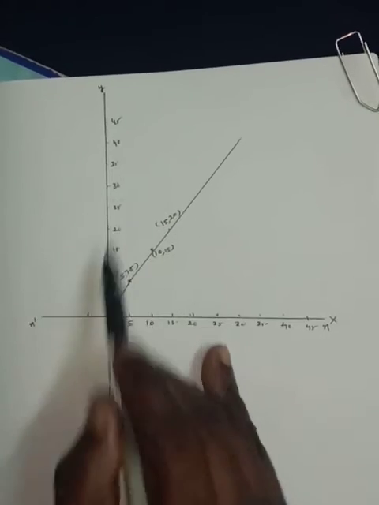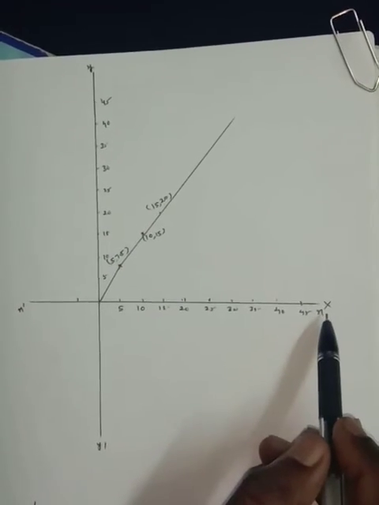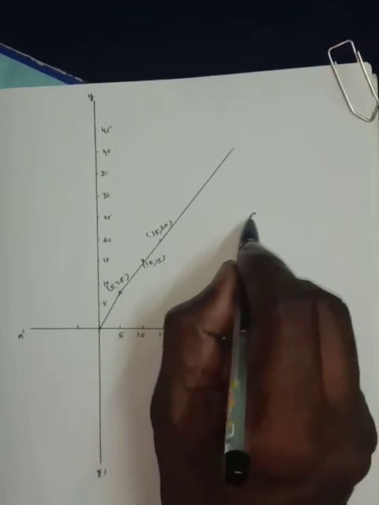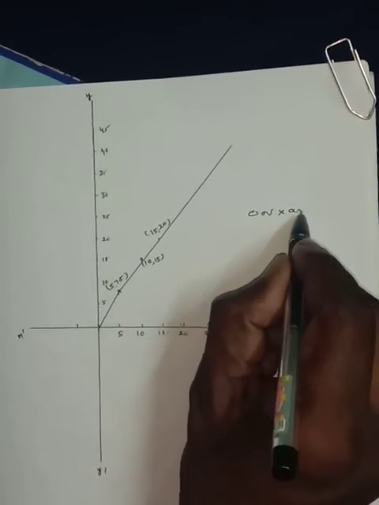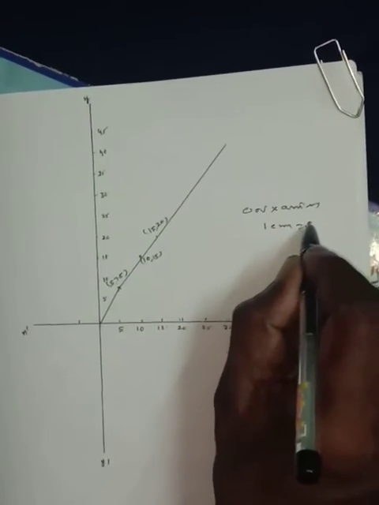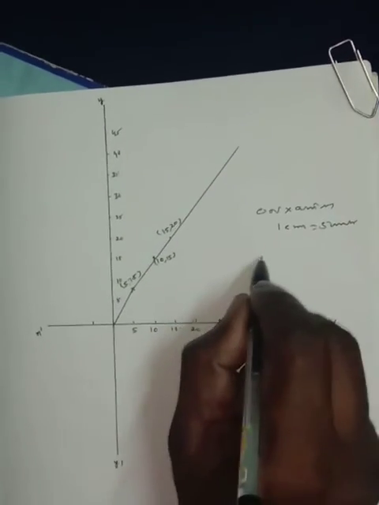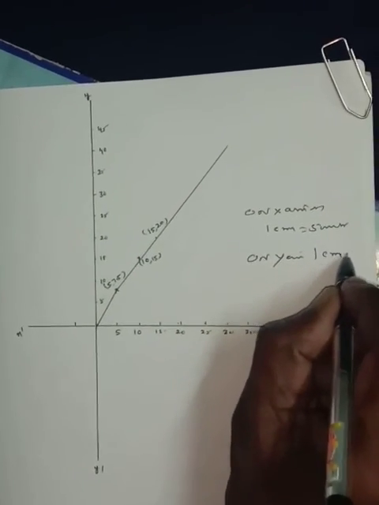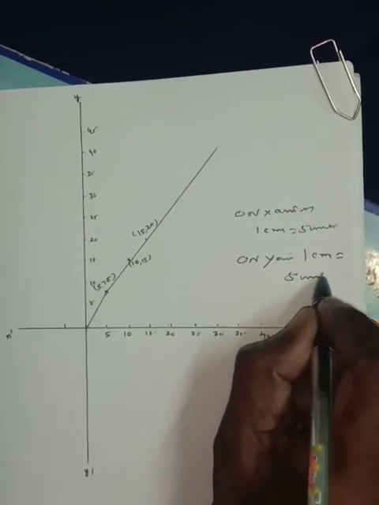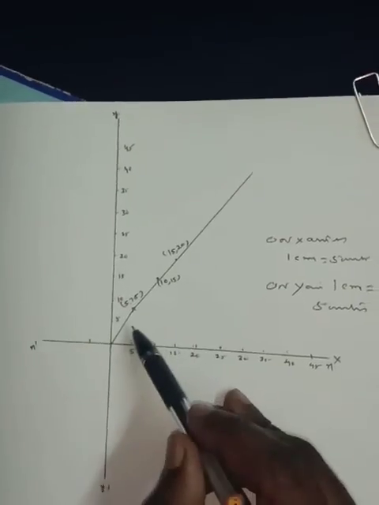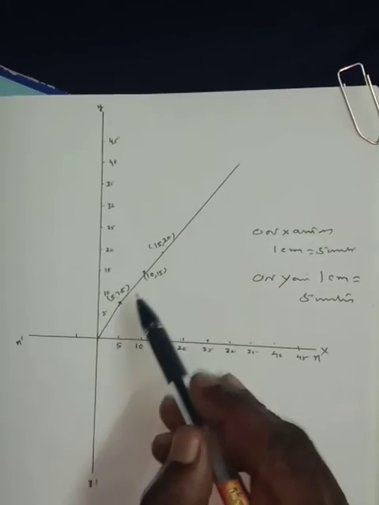Draw the x and y axes. On the x axis, 1 centimeter is equal to 5 units. On the y axis, 1 centimeter is equal to 5 units. Plot the points on the graph sheet and join the points to get the straight line.